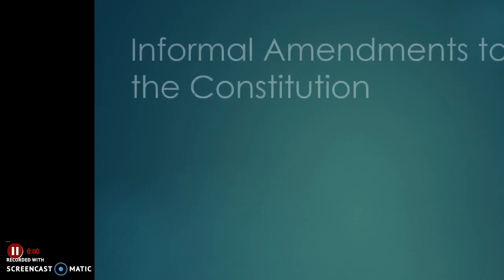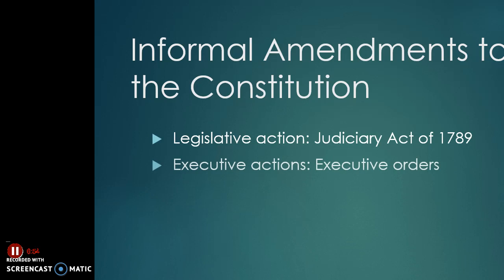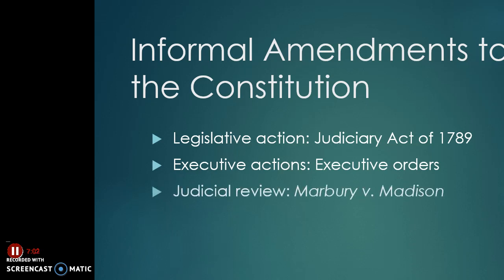A couple of other things you want to know are informal amendments. For example, the Judiciary Act of 1789 is that first attempt of Congress to go in and create a federal court system. Executive orders or executive actions by the president can really have an impact on the Constitution and change perhaps how the Constitution is interpreted or the functionality of the Constitution. Judicial review is established in Marbury v. Madison, a court case that you need to be familiar with.